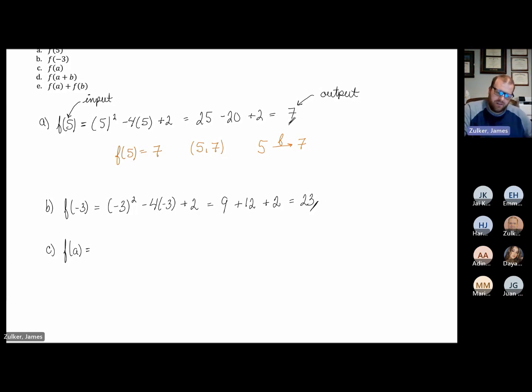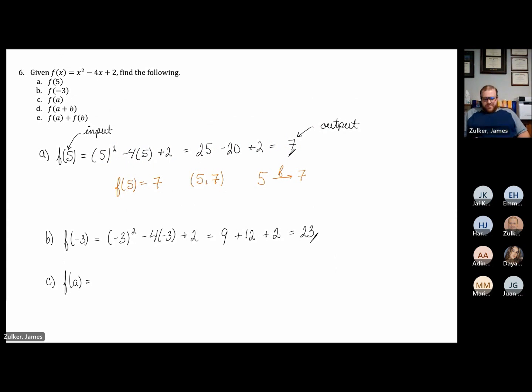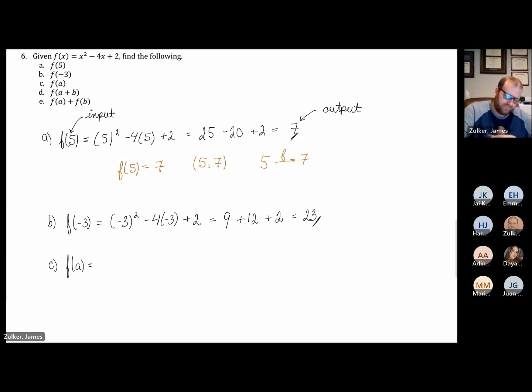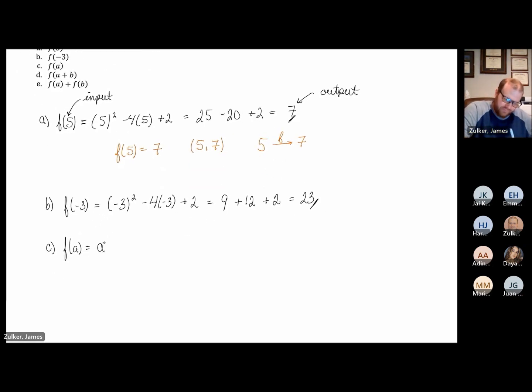F of A. Now our input is some value A, some arbitrary value A. Just like with numbers, all we do is replace X in the definition of F with A. A squared minus 4A plus 2.